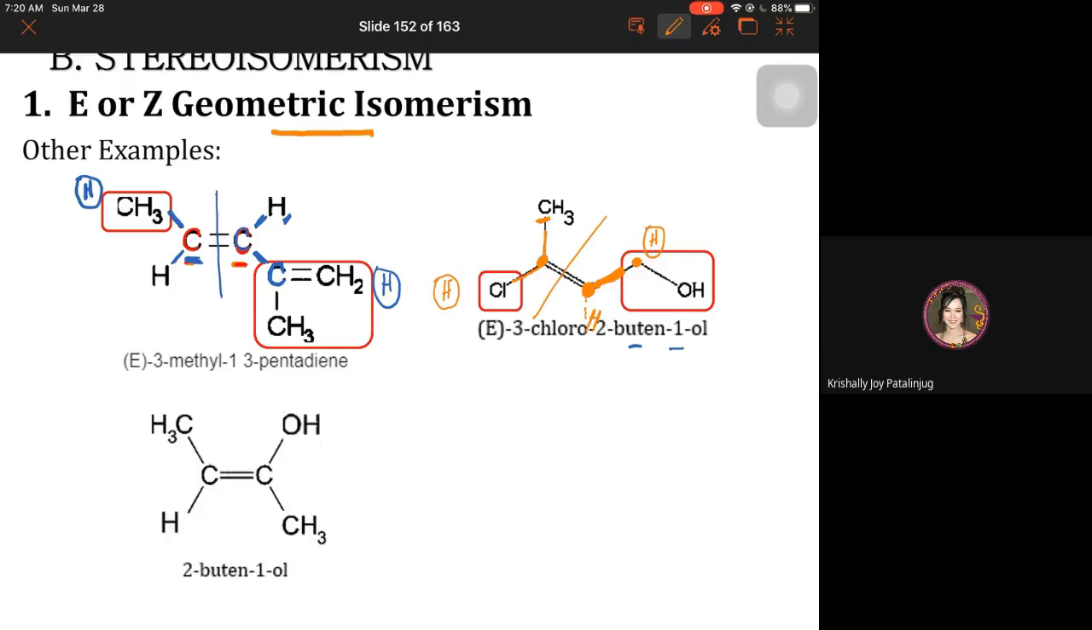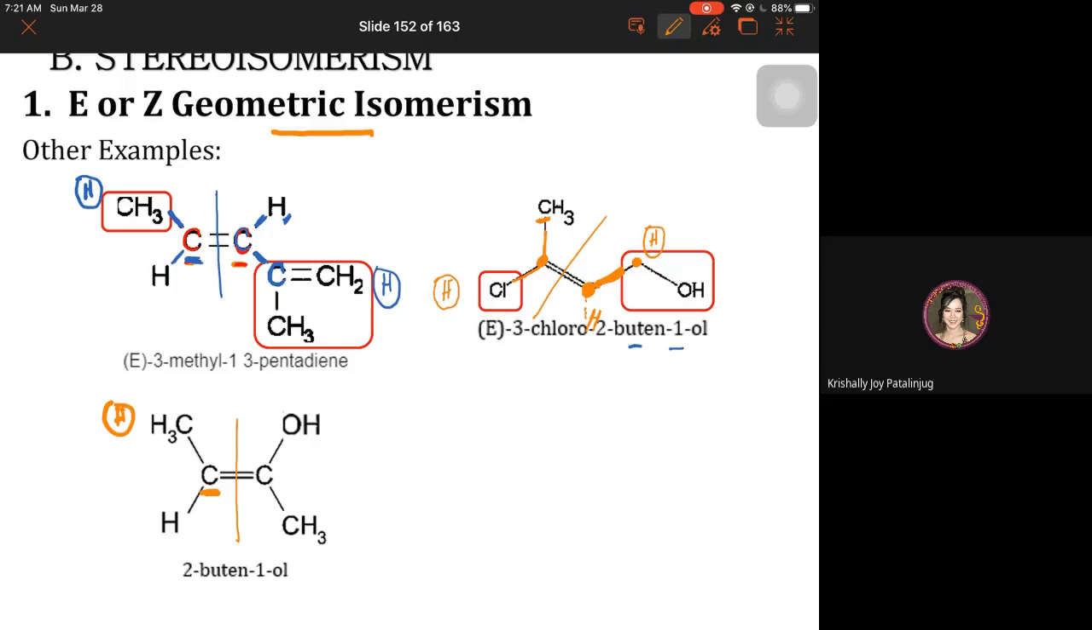Another example, this is another enol. So separate mo ulit when you check. You don't really break the double bond carbon, i-check lang nimo siya separately. So for this carbon, ano yung directly attached sa kanya? You have a hydrogen sa baba, sa taas, a methyl group. So yung priority group nasa taas, kasi carbon is directly attached to the double bond carbon.